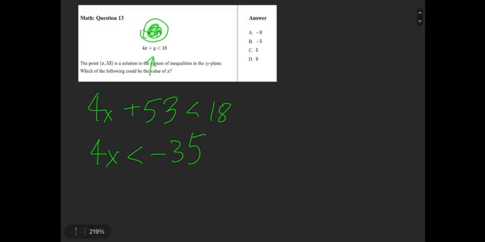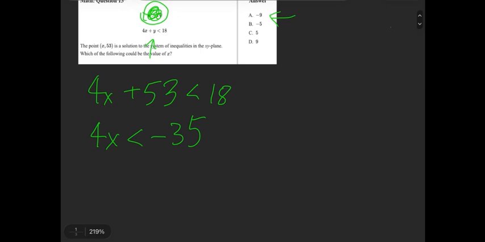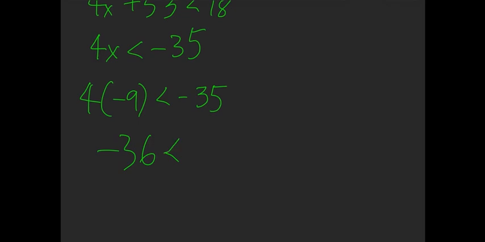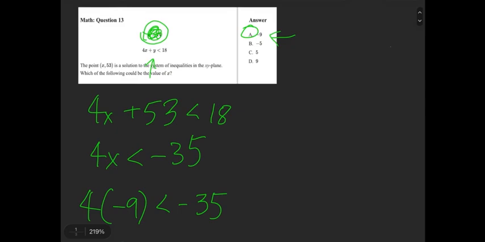Subtracting both sides by 53 would give us 4x is less than -35. Now, from here, we can just plug in our answer choices. So, let's check A. If x is -9, this would be our new expression. And since -35 is greater than -36, A is the correct answer.